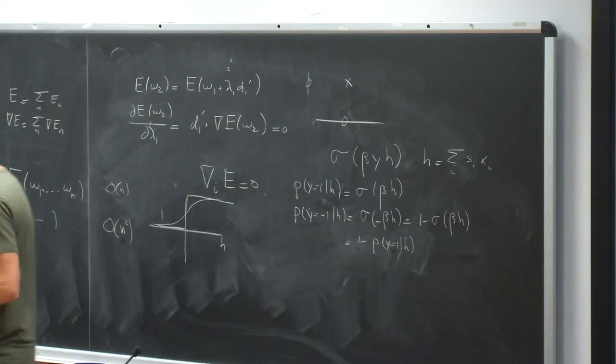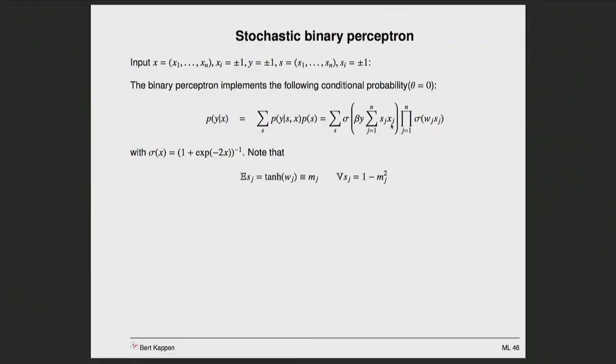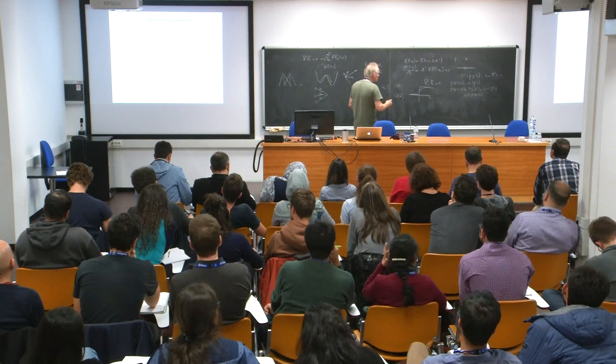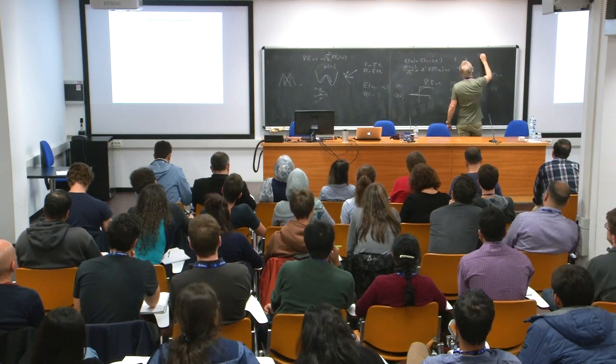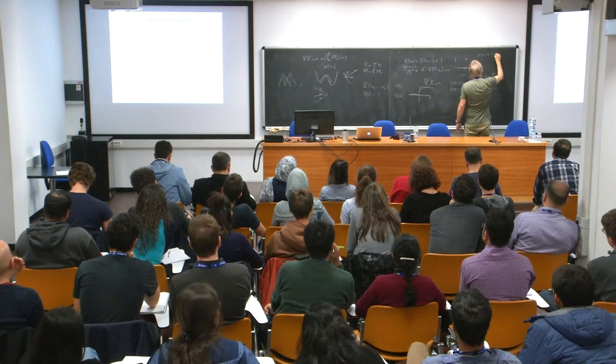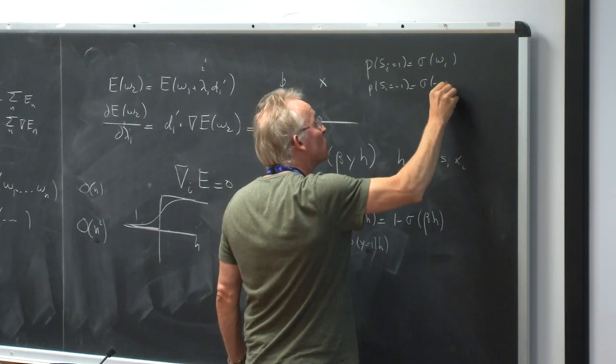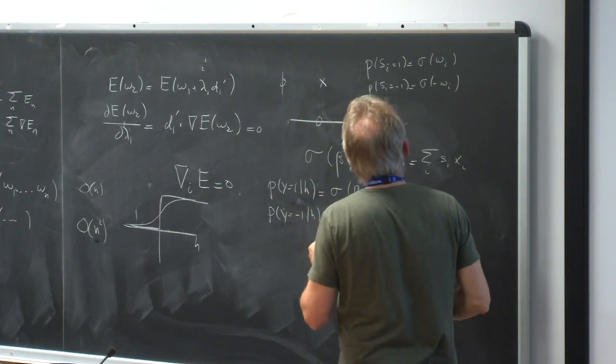But now this h is made up of these binary synapses, and they have a probability. Their probability is given as independent, one for each synapse. These synapses, which are called S here, we assume that they're independent, and they have a certain rate, and the rate is given by W. So again, the probability that S_i is 1 is the sigmoid of W, and the probability that S_i is minus 1 is the sigmoid of minus W. These probabilities also add up nicely to 1.